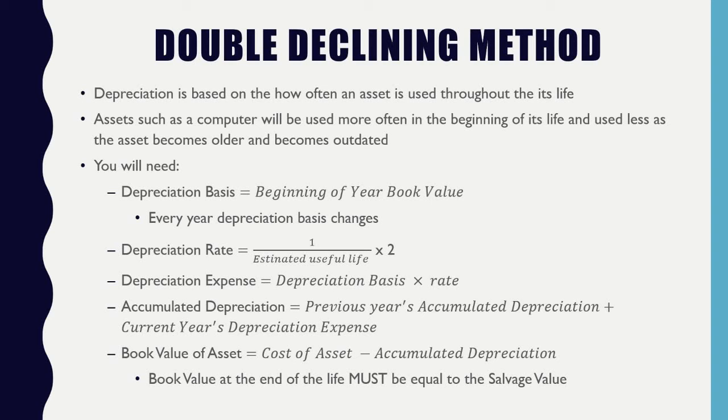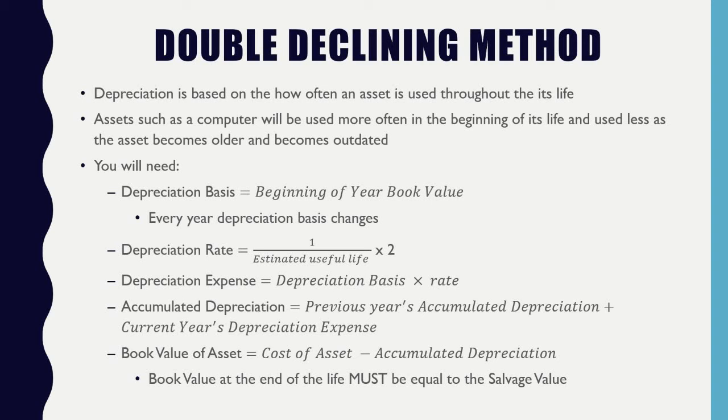Now, once again, you are still going to be solving for the same formulas. You're still going to be solving for the depreciation basis, the depreciation rate, and the depreciation expense. And then the last 2, accumulated depreciation and the book value, will always stay constant. So these 2 formulas never change.